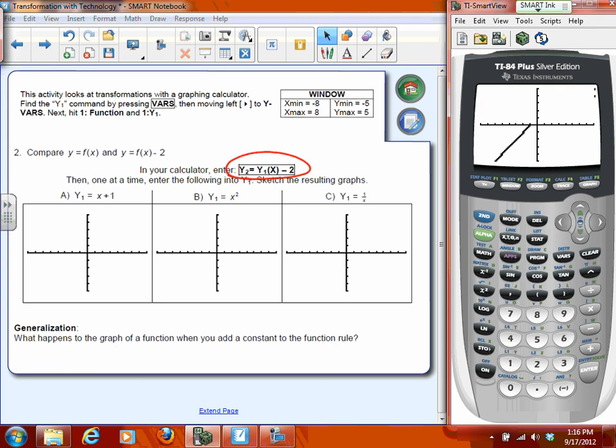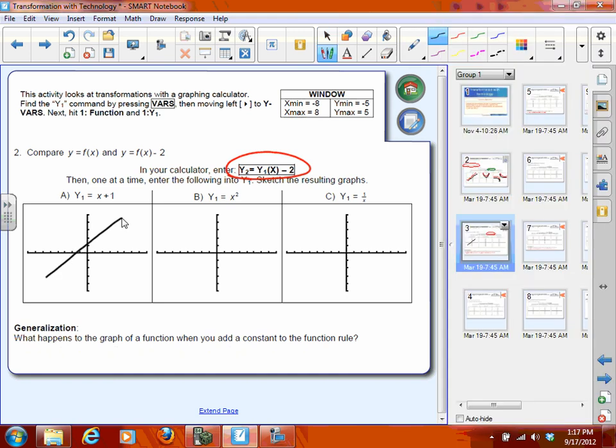Graph. And here's what I get this time. The darker one, again, we're doing in pencil. The lighter one, we're doing with our map color. That was the original. And then we got this new one.